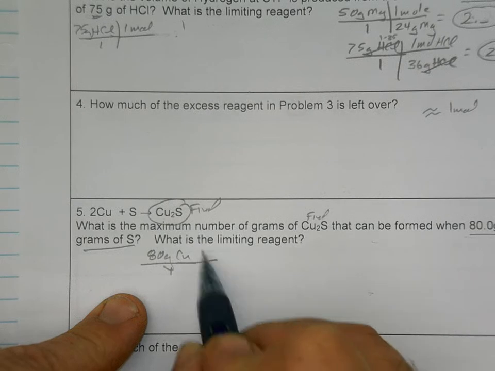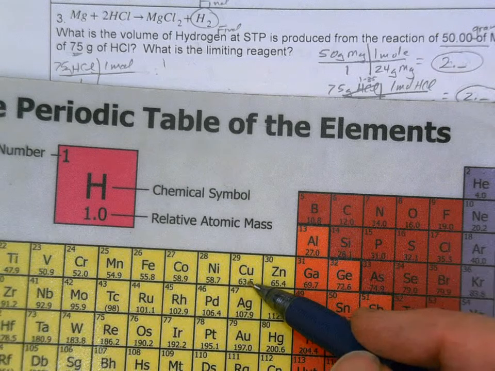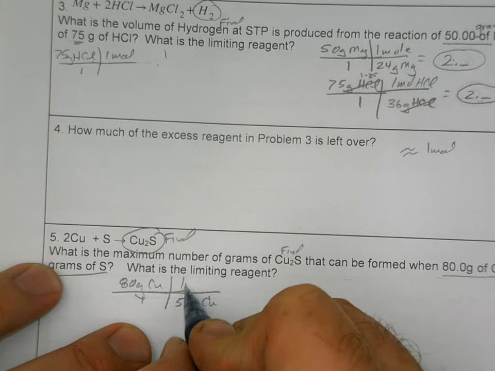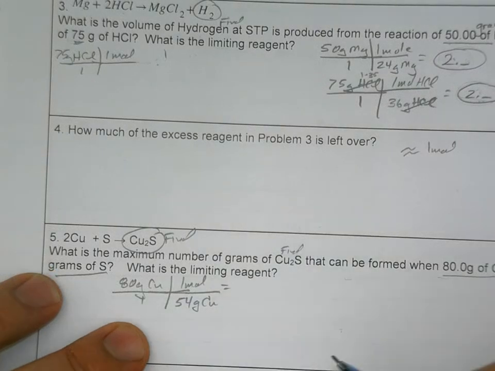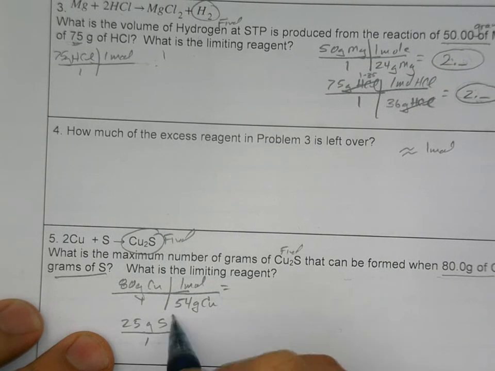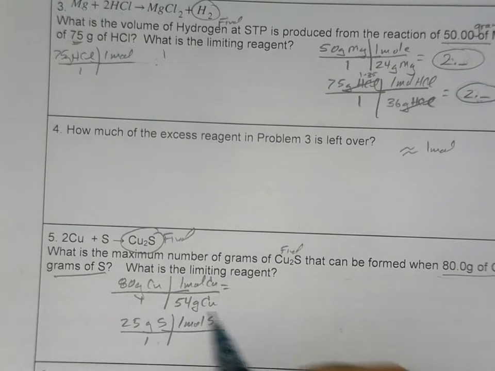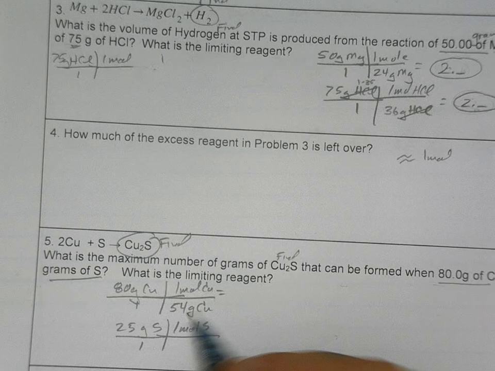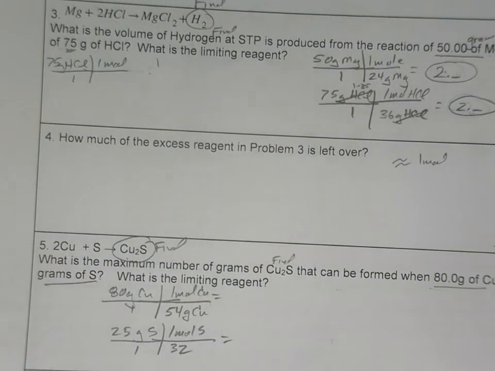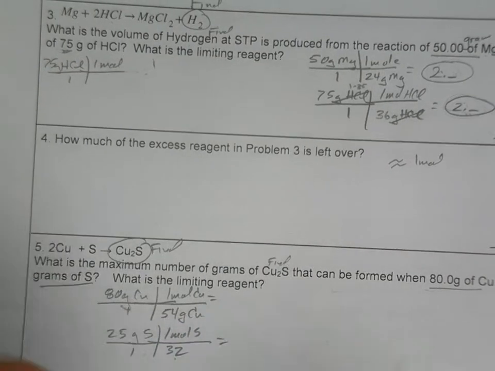Cu. And when you look on the periodic table, the molar mass for copper, we'll round it to 54 grams. 54 grams of copper is 1 mole. And then we're going to do 25 grams of sulfur. 1 mole of sulfur is going to be, let's see how heavy 1 mole of sulfur is, 32. I'll actually work this one out, because this one's going to be a little less than 1, and this one's going to be a little over 1. So let's see what we got.